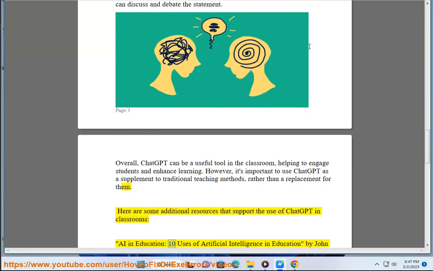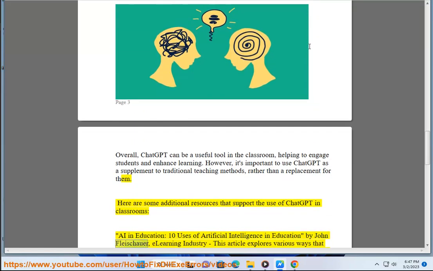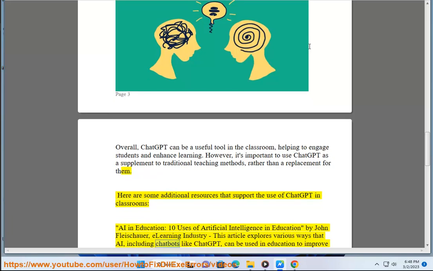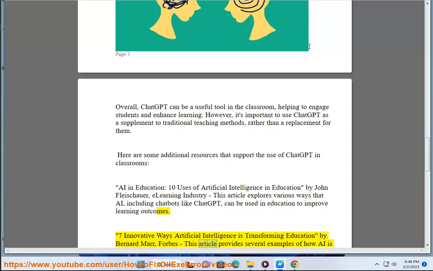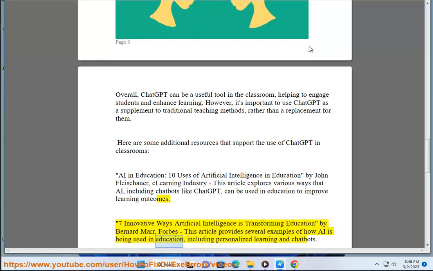AI in Education, 10 Uses of Artificial Intelligence in Education by John Fleischauer, E-Learning Industry. This article explores various ways that AI, including chatbots like ChatGPT, can be used in education to improve learning outcomes. 7 Innovative Ways Artificial Intelligence is Transforming Education by Bernard Marr, Forbes. This article provides several examples of how AI is being used in education, including personalized learning and chatbots.